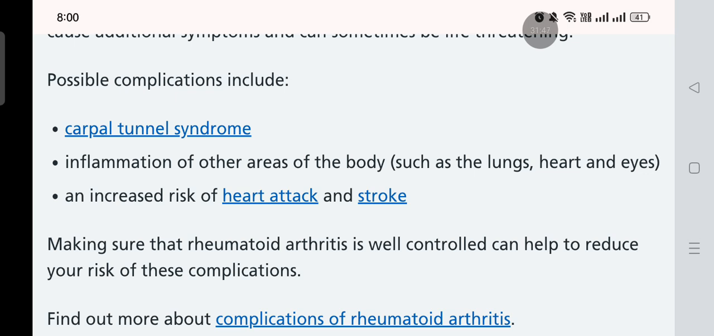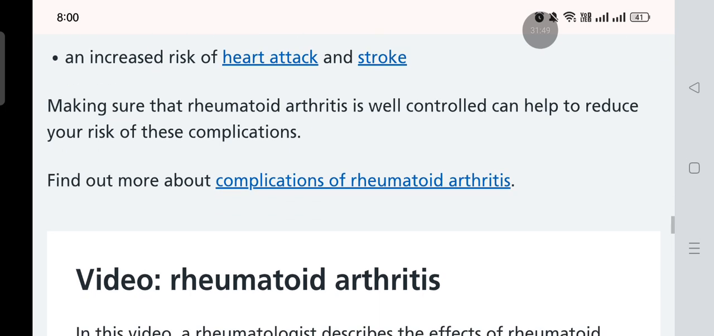and making sure that rheumatoid arthritis is well controlled can help to reduce your risk of these complications.